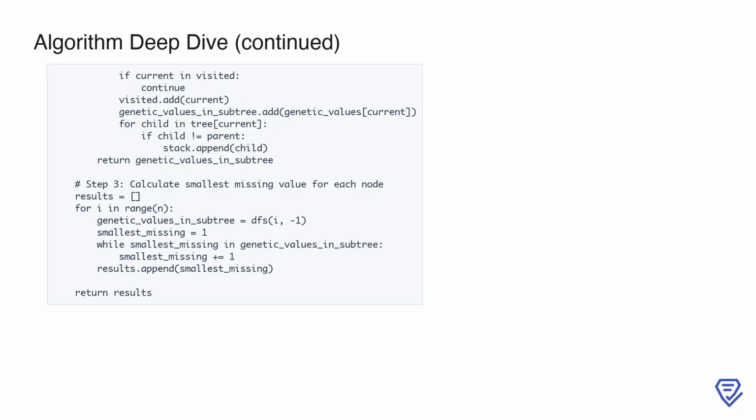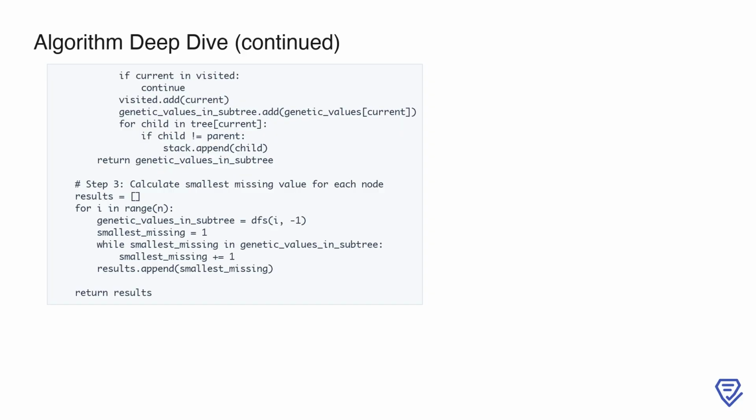For each node, we calculate the smallest missing value by checking if it's in the set of collected genetic values. If it is, we increment the value until we find one that's missing. This process is repeated for every node, and we store the results in an array. The function then returns this array as the final output, representing the smallest missing genetic values for the subtree of each node.